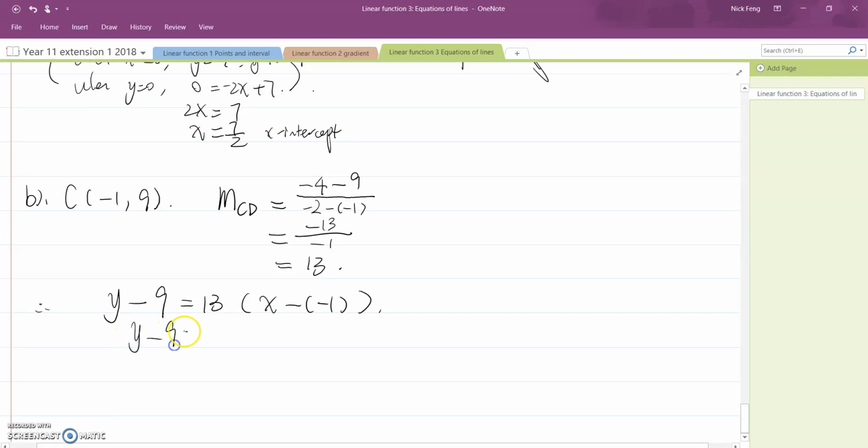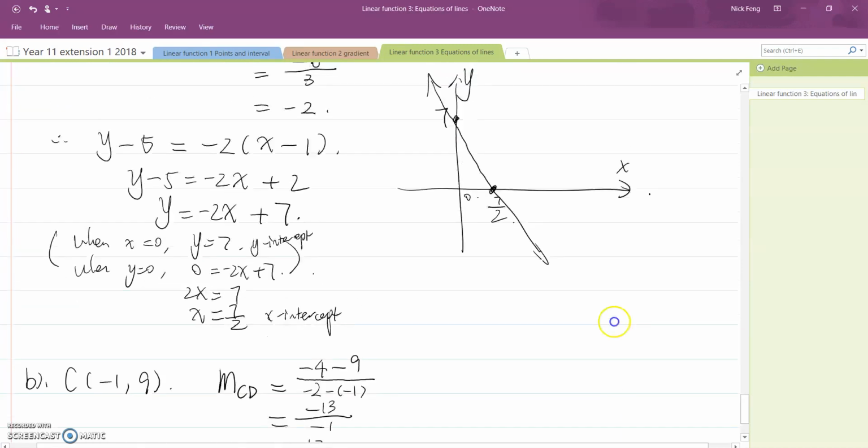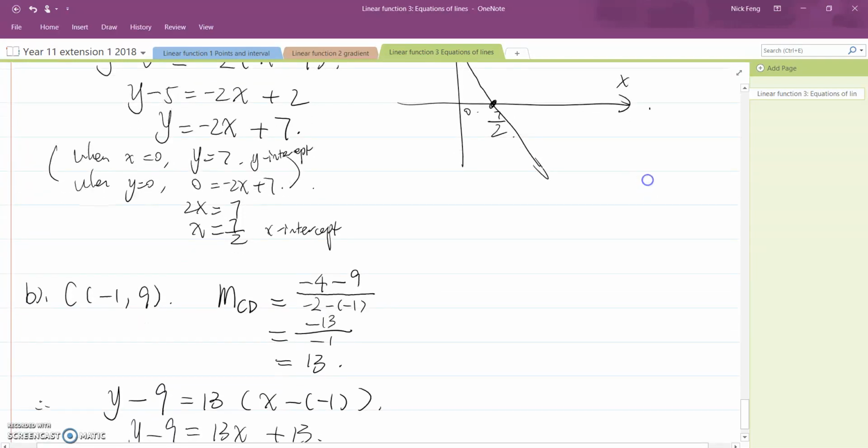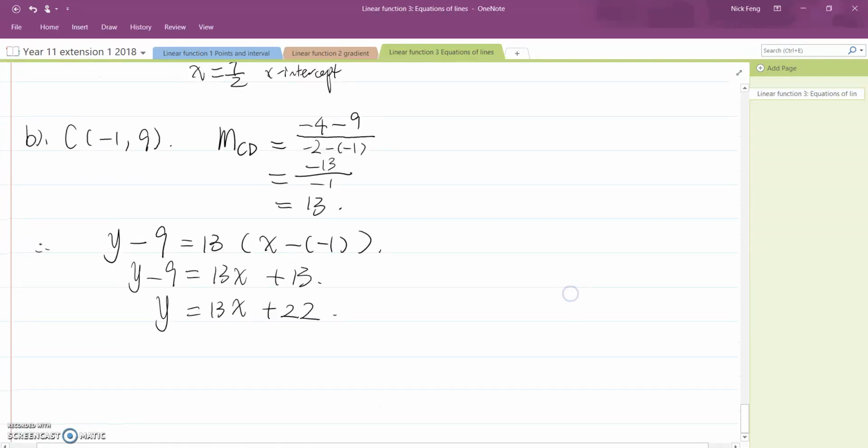So y minus 9 equals 13x plus 13. Well, just minus on the left, plus on the right. Therefore, y equals 13x plus 22. If you want to sketch the line, just use the method we did before: find both the x and y intercepts, and then you're done.